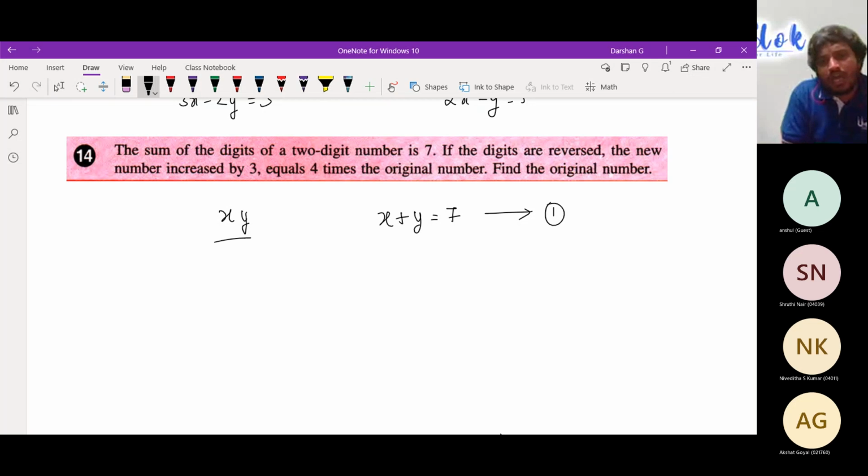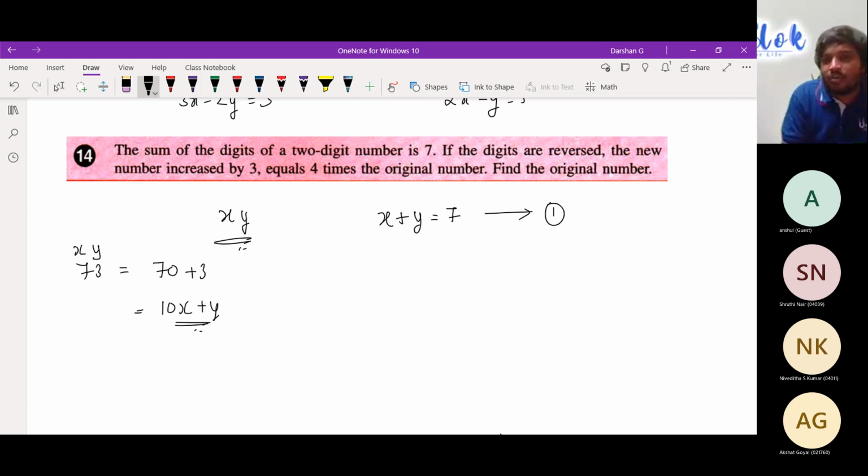So how do we express a number? Imagine it is 73. How to expand it? We would have studied in our second standard or first standard. We write it as 70 plus 3. And if this is x and this is y, I can write it as x into 10 plus y, that is 10x plus y. So this is how the expansion of the number should be.